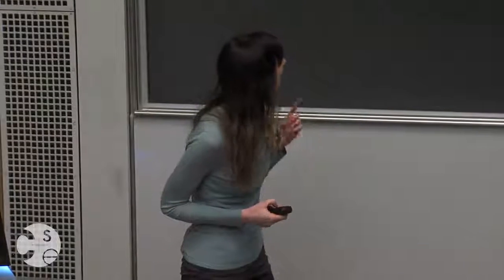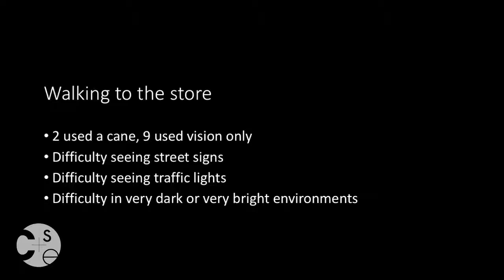So as our participants walked to the store, only 2 used a cane, and 9 of them used their vision. So like Ethan was saying, there was a lot of visual information that he and many of our other participants were processing. And people had difficulty seeing, of course. They had difficulty seeing street signs. They had difficulty seeing traffic lights and traffic signals. And they also had difficulty in very dark and very light environments.